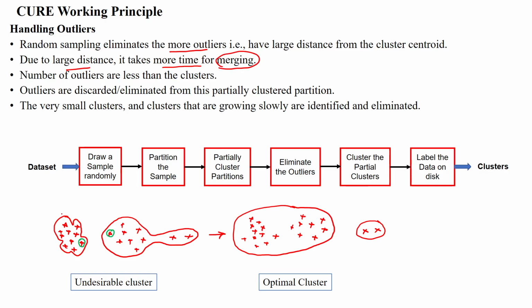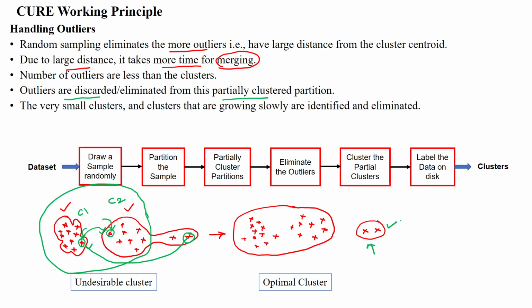Suppose this is one cluster and this is cluster 2. Here we selected these data points as representative points. Between the representative points of cluster 1 and cluster 2, we have to identify the minimum distance. Here these two data points have the minimum distance, so this set of data points will be clustered into one, and these two data points are clustered into another cluster. The remaining data points are now assumed to be outliers, so these outliers can be discarded from this partially clustered partition.